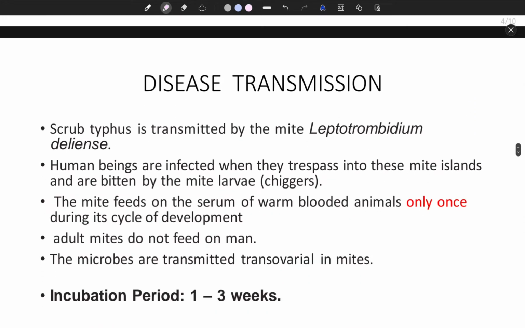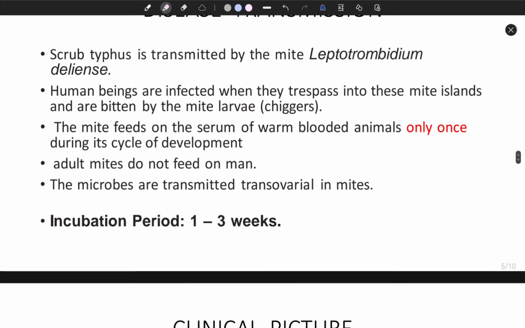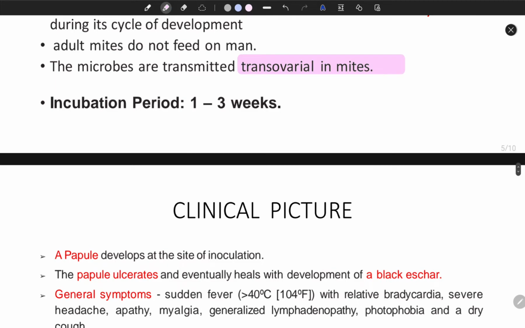Disease transmission. Scrub typhus is transmitted by the mite Leptotrombidium deliense. Human beings are infected when they trespass into the mite island and are bitten by the mite larvae, like chiggers. The mite feeds on the serum of warm-blooded animals only once during its life cycle and development. The adult mite does not feed on man. The microbes are transmitted transovarially in the mites. The incubation period is generally 1 to 3 weeks.